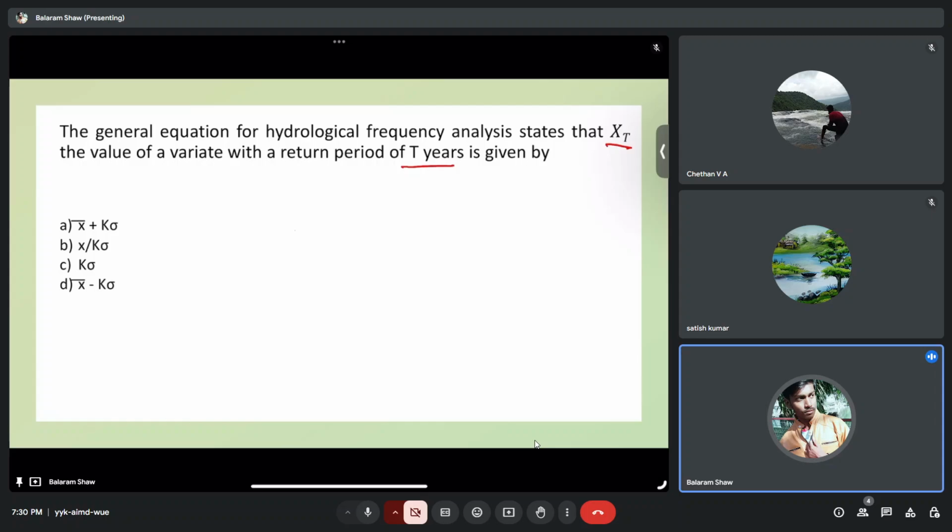A hydraulic structure with a life of 30 years is designed for a 30-year flood. The risk of failure. Yeah, so just to remind you of the formulas, I'll write it here once.